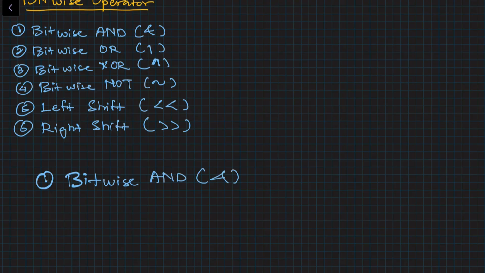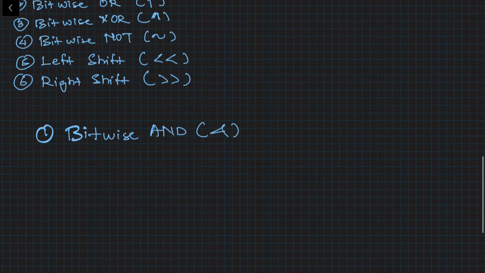It is represented by this symbol. So bitwise AND follows a rule that when both the values are 1, then it will return 1. What does it mean? It means, let's say we have two values A and B, and we are performing an AND operation between A and B. So if both the values are 1 and we perform an AND operation between A and B, it is going to return us 1.